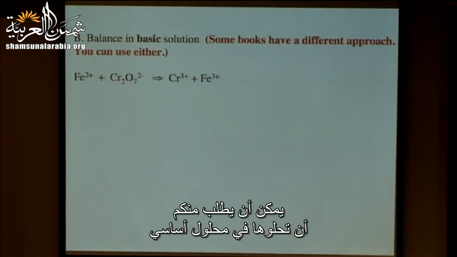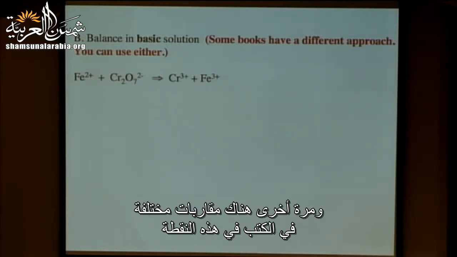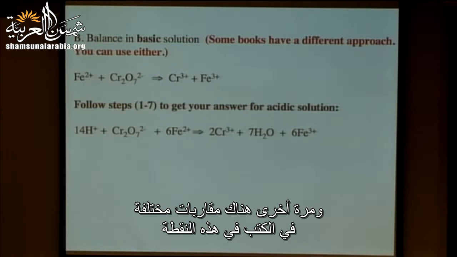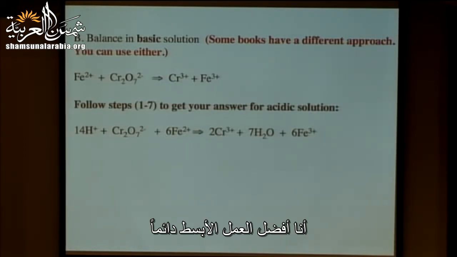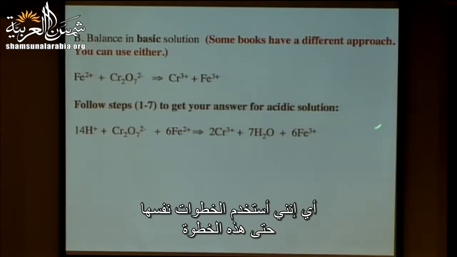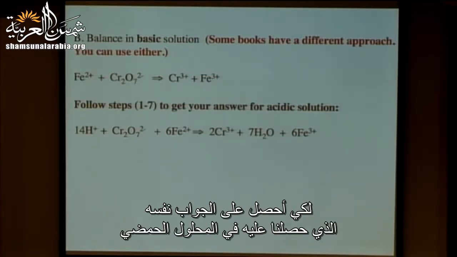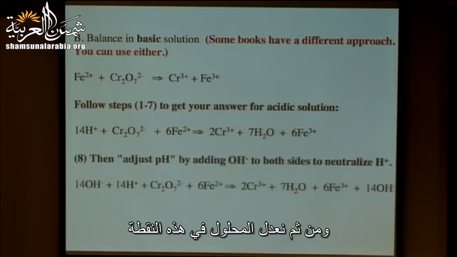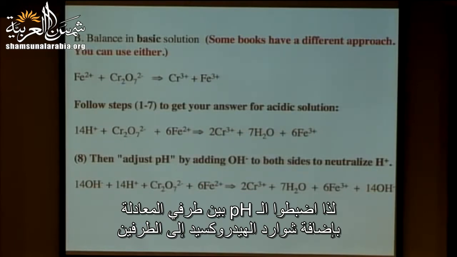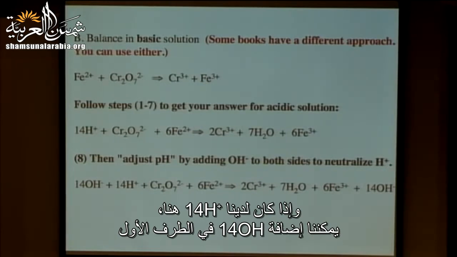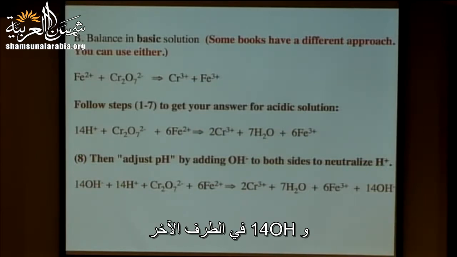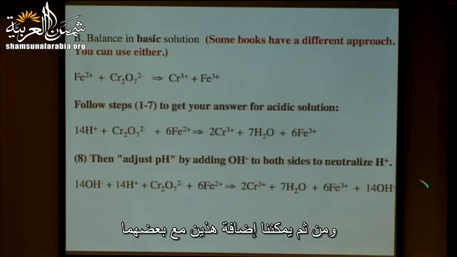You can also be asked to do it in basic solution. And again, books have different approaches here. What I like to do is the simplest thing, which is to use the same steps all the way up to here to get your same answer that you had for the acidic solution, and then neutralize it at this point. So adjust the pH, in quotes, by adding hydroxide ions to both sides. And so if we have 14 H pluses here, we can add 14 OH minus on one side and 14 OH minus on the other side. And then we can add those guys together.